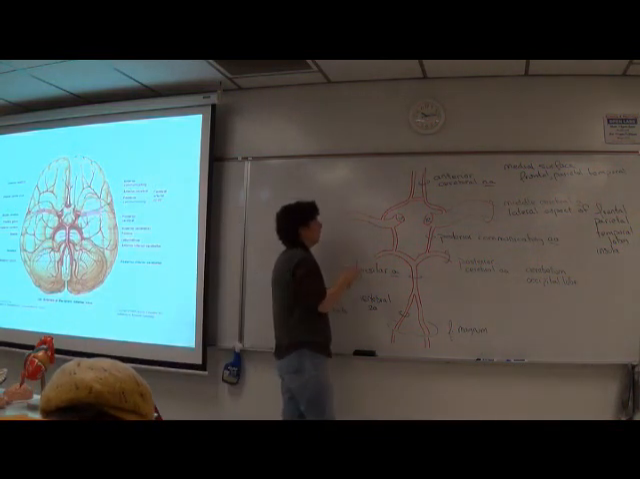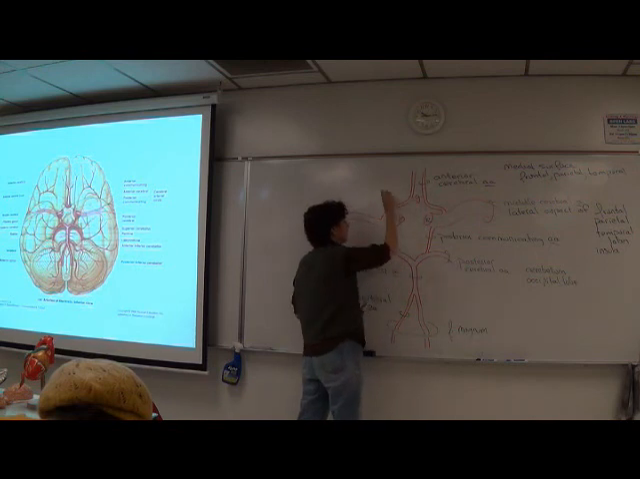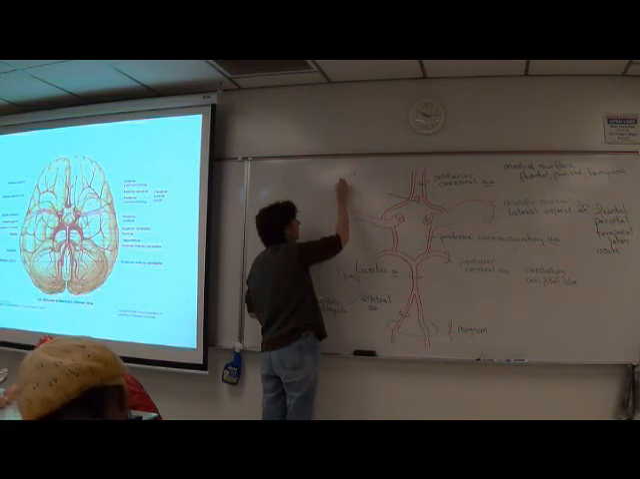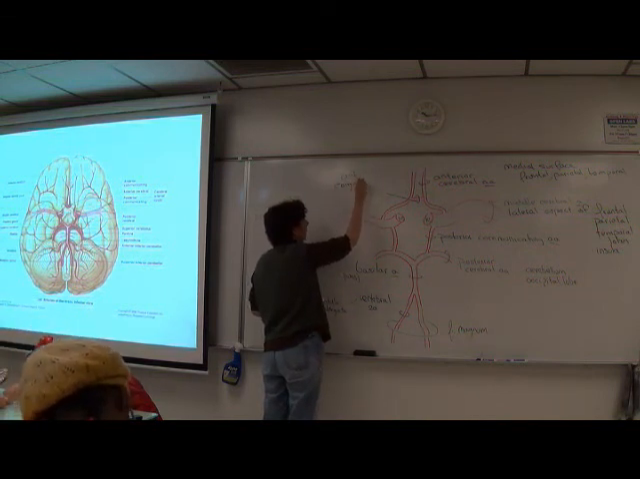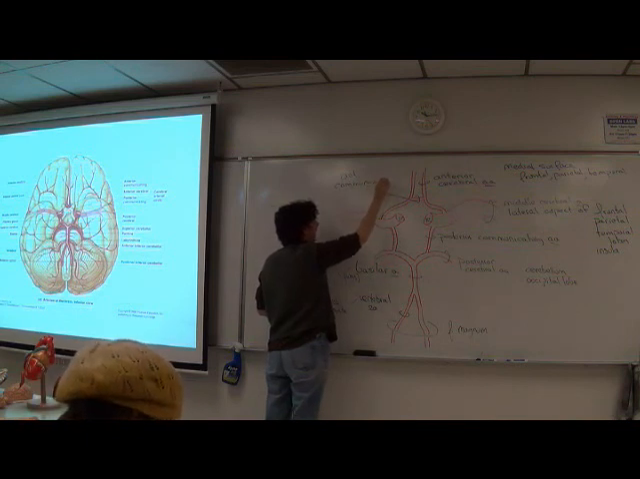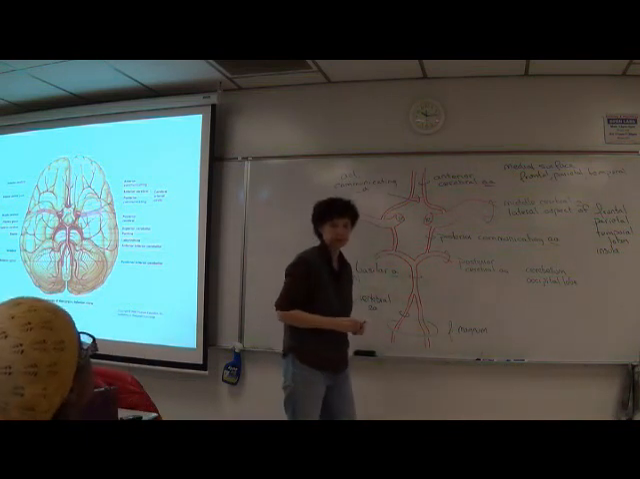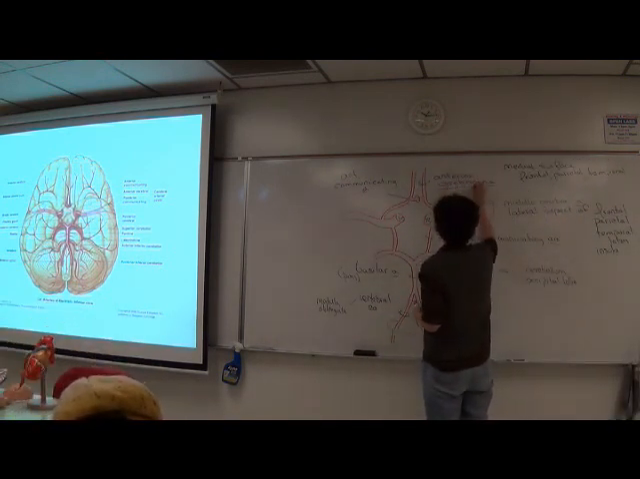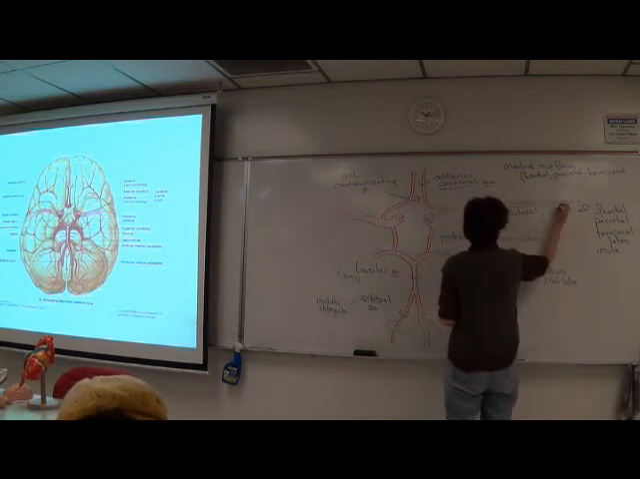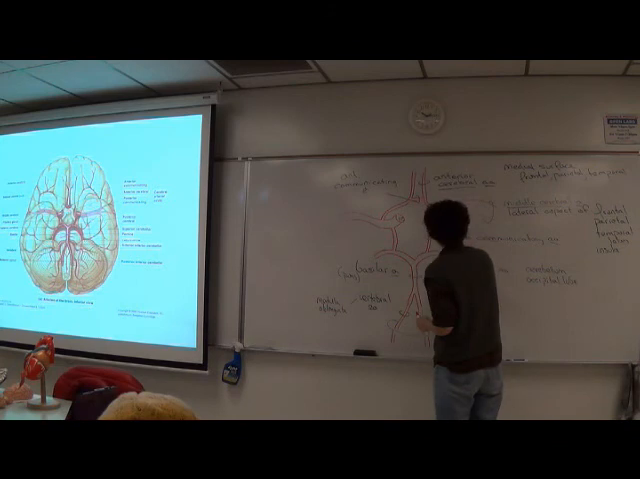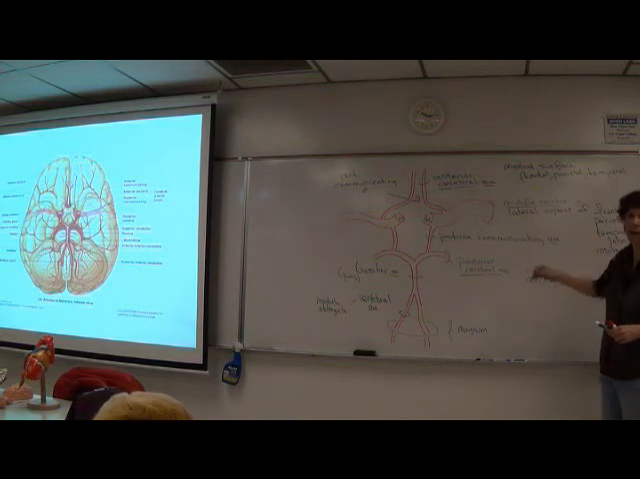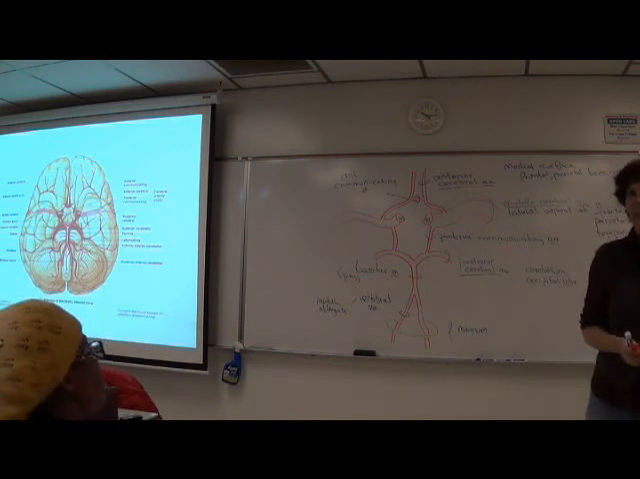We have one small branch that connects the two anterior cerebrals. And this is known as the anterior communicating artery. So we have three sets of cerebrals: anterior cerebral, middle cerebral, and posterior cerebral. So you should know what part of the brain each of those supplies, as far as a lecture type question is concerned.